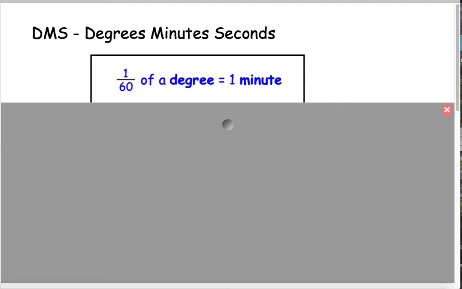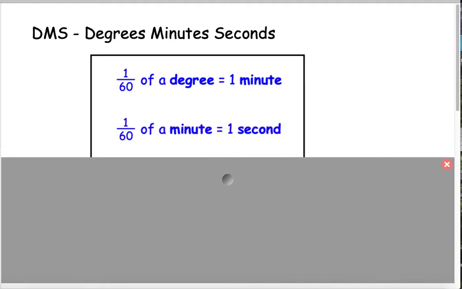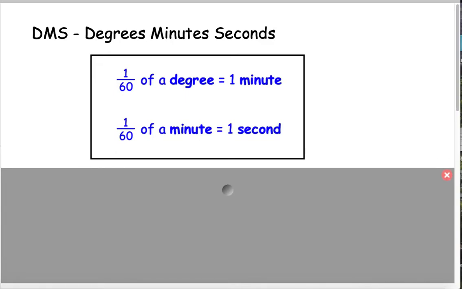If we have 1/60th of a degree, that is equal to what we call 1 minute. So if you took 1 degree and cut that up into 60 evenly sliced pieces, each one of those would be referred to as a minute. That's a measurement of an angle. And then if we took one of those minutes and cut it into 60 equal parts, which are going to be really, really tiny, each of those angle measurements are called seconds.